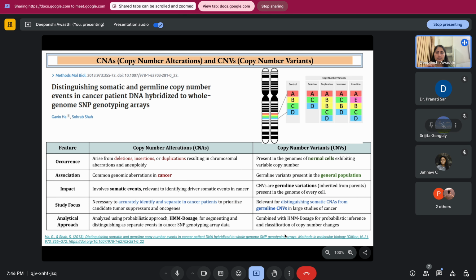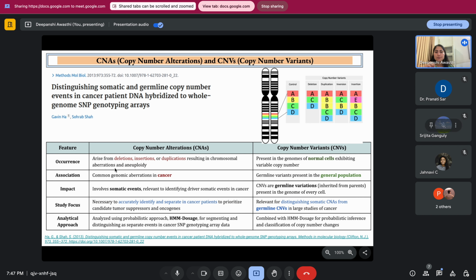One other term which is very confusing is copy number variants, and I have seen that many people use these terms interchangeably, copy number alteration and copy number variants, but these two terms are not the same, they are quite different. Copy number alterations are the alterations which lead to a change in the number of genes, and these are always leading to some kind of disease. These are genomic aberrations involved in cancer. But copy number variants are also present in normal cells. So these are not linked to the disease. They are present in the general population.